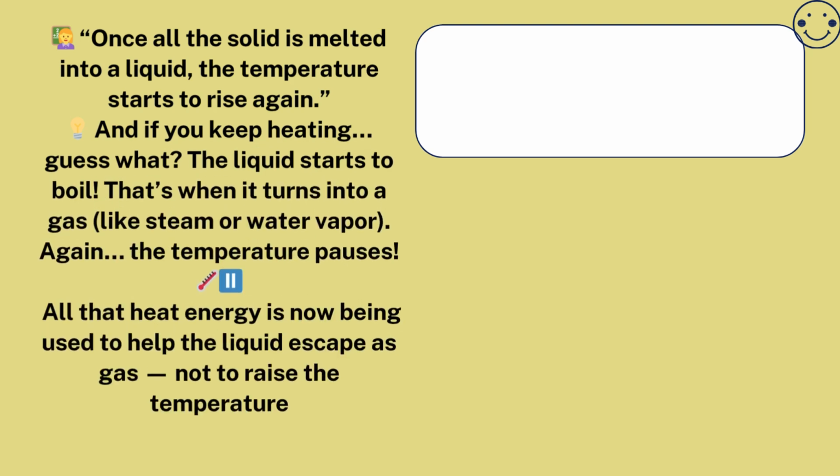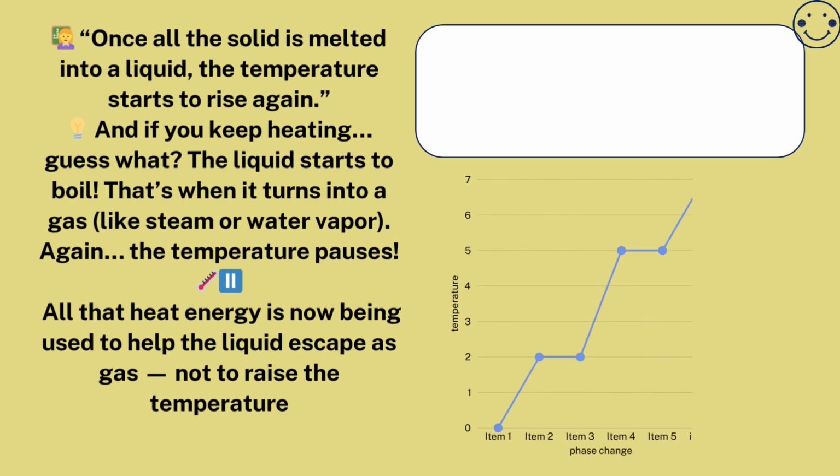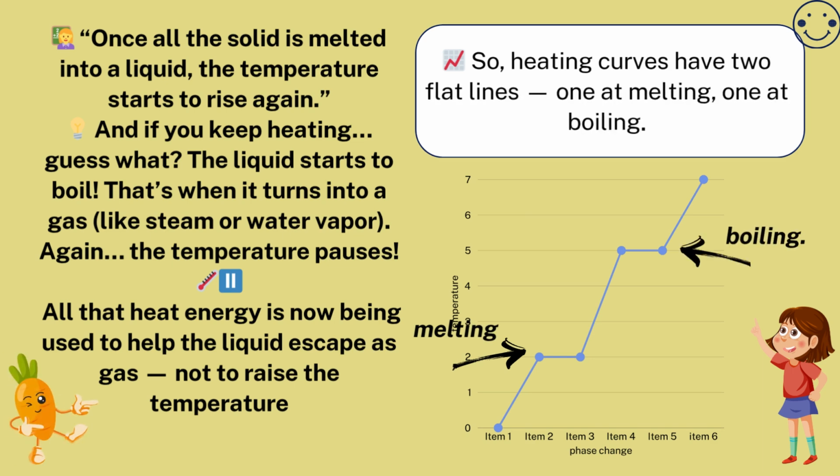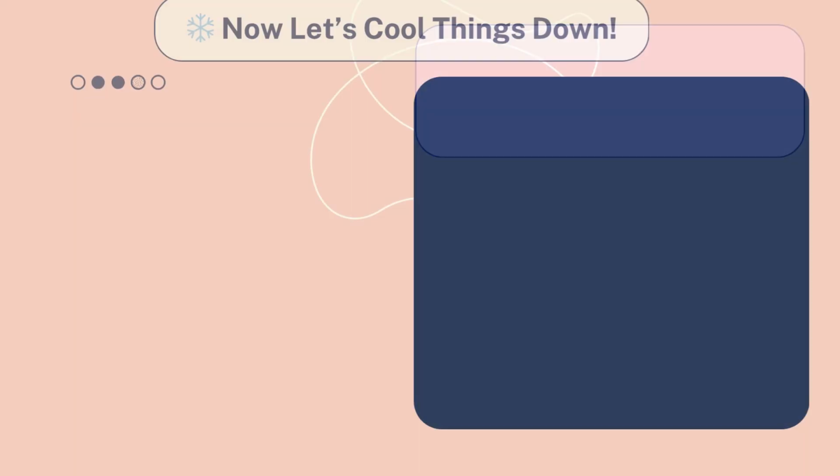Once all the solid is melted into a liquid, the temperature starts to rise again. And if you keep heating, guess what? The liquid starts to boil. That's when it turns into a gas like steam or water vapor. Again, the temperature pauses. All that heat energy is now being used to help the liquid escape as gas, not to raise the temperature. So, heating curves have two flat lines, one at melting, one at boiling. This is a heating curve.